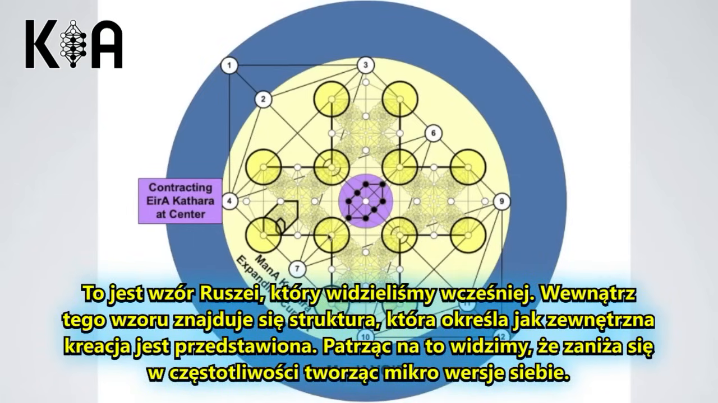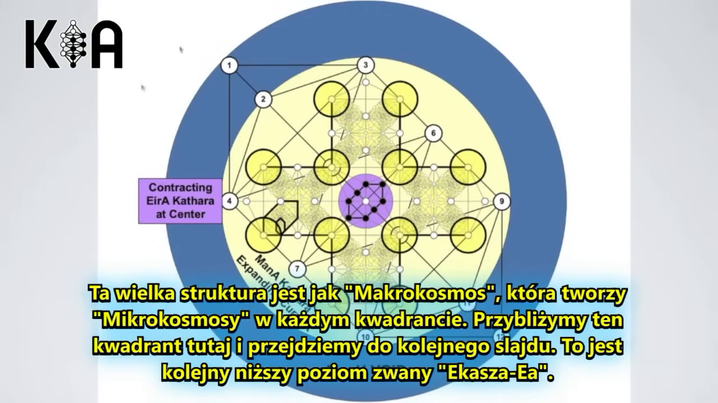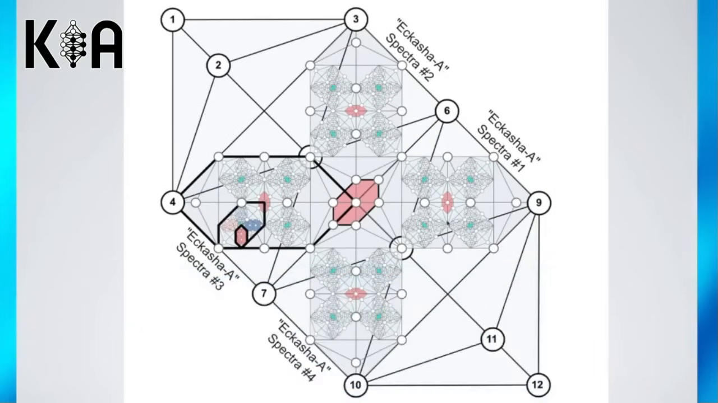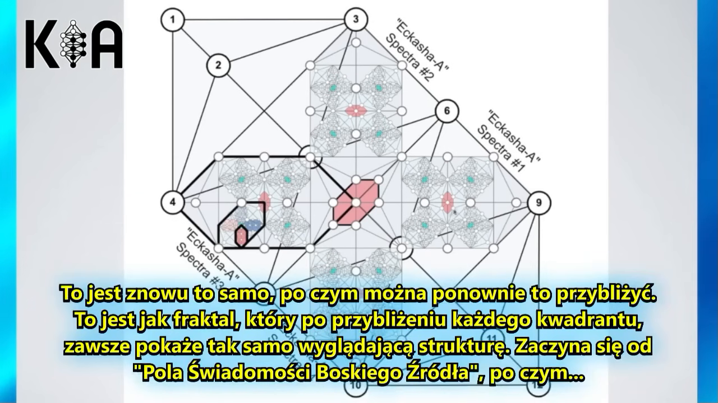And inside this Rouchet pattern, it's like a template that defines how external creation outpictures. So you can see once this template is in place, it down steps into sort of micro versions. This is like the macrocosm, the big thing, and it will create microcosms in each quadrant. So if we zoom into this quadrant here and then go to the next slide, that would be the next level down. This level is called the Akasha Christos. Again it's the same thing, and then you can zoom in again. It's like a fractal. You can keep zooming into each quadrant, and then you'll get pretty much the same looking template, and it keeps going.